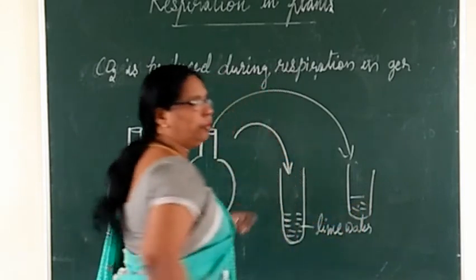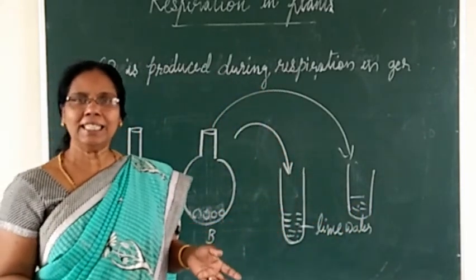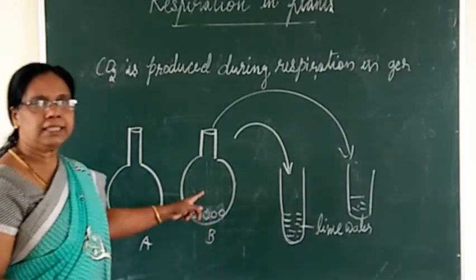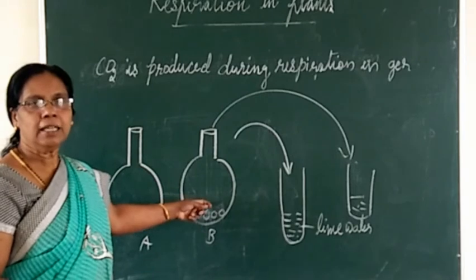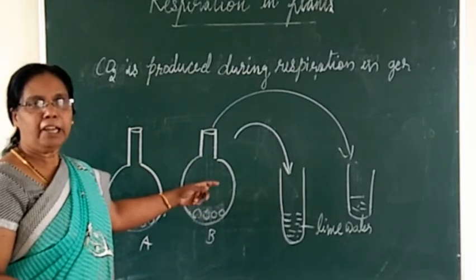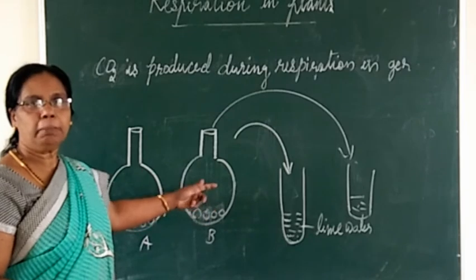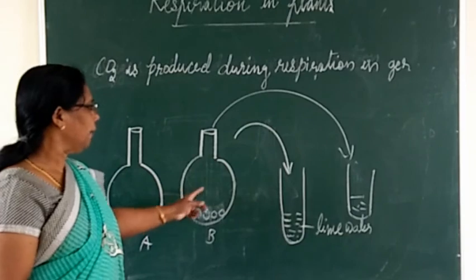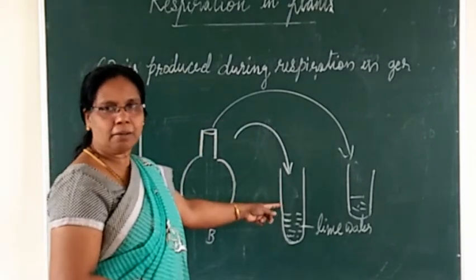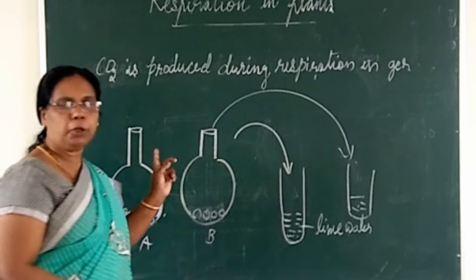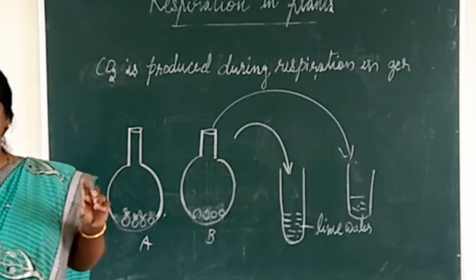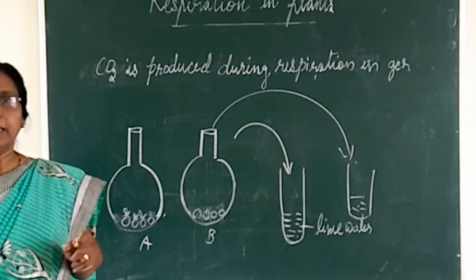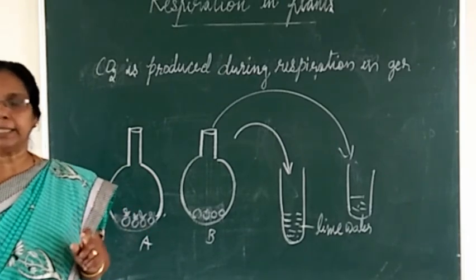You do that one, you invert that one. You cannot see any change since no carbon dioxide is produced here, because these seeds didn't respire. If they respire, carbon dioxide will be produced and then the lime water turns milky. Here you can see that this first one turns milky because carbon dioxide is produced. From this experiment we can prove that carbon dioxide is produced during respiration in plants.